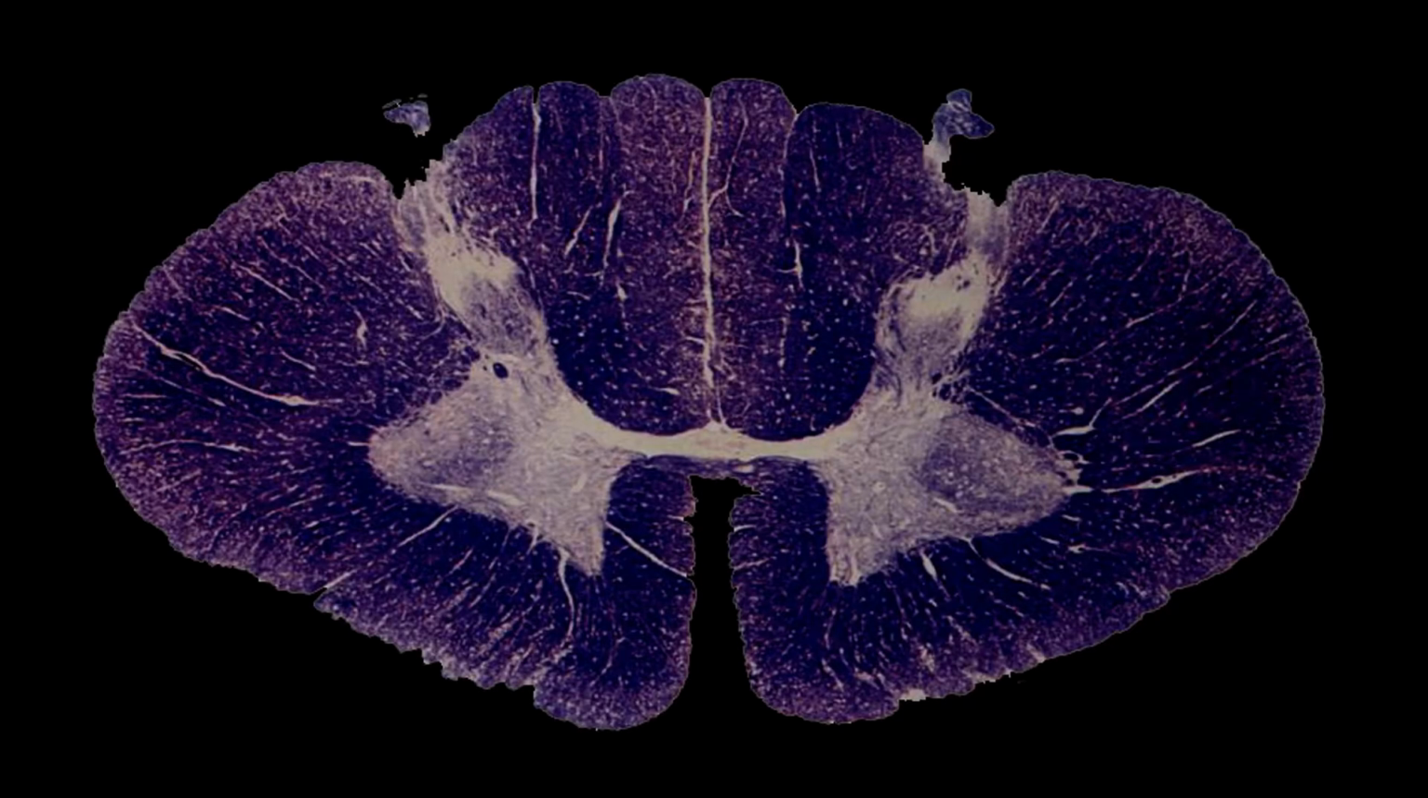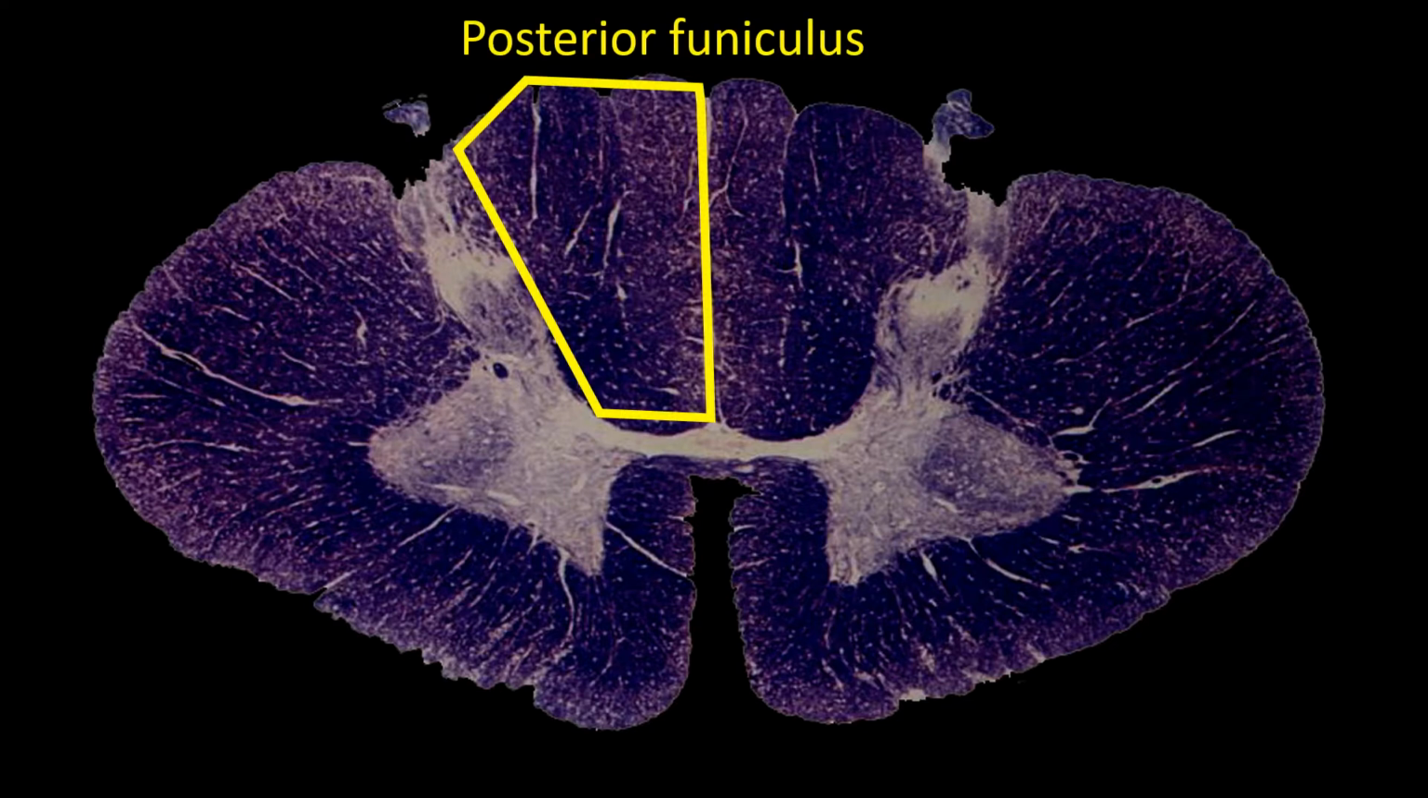As we have previously mentioned, the white matter surrounds the gray matter in the spinal cord. This specimen is a cut at C8 level. We will use it to talk about the different structures in the different white matter compartments. The most easily isolated white matter compartment is the posterior funiculus. The posterior funiculus is located between the posterior median septum and the dorsal root entry.